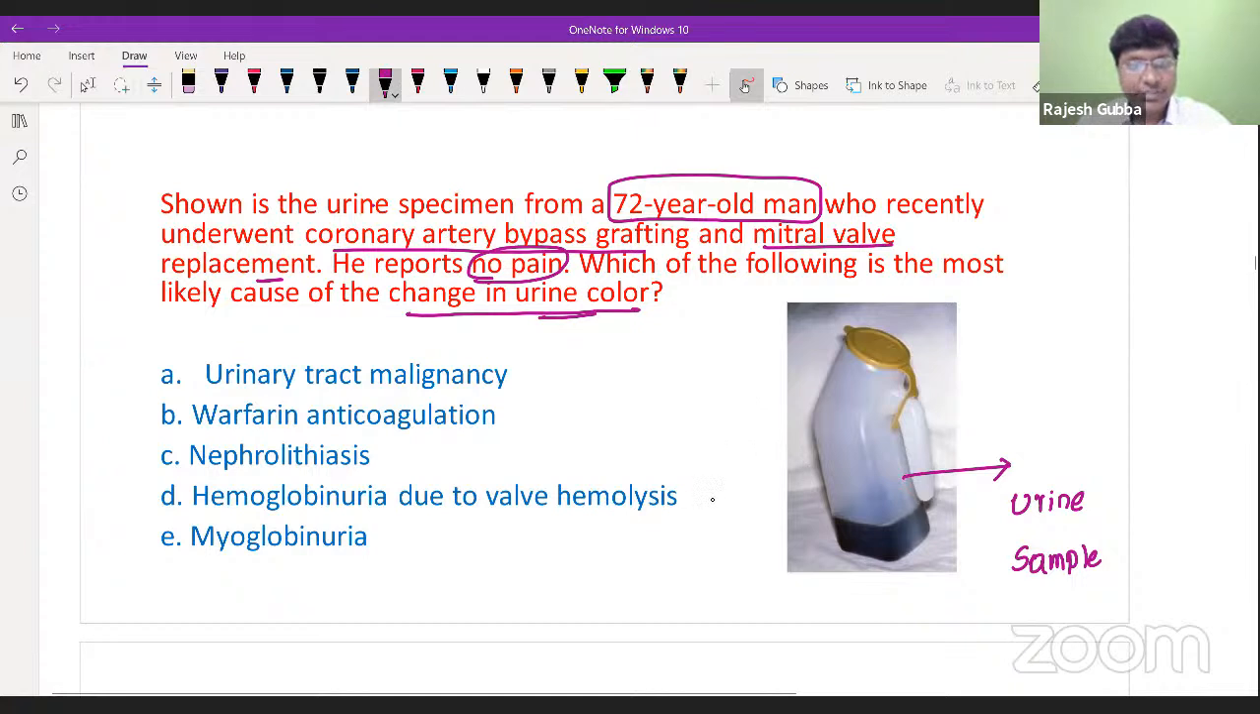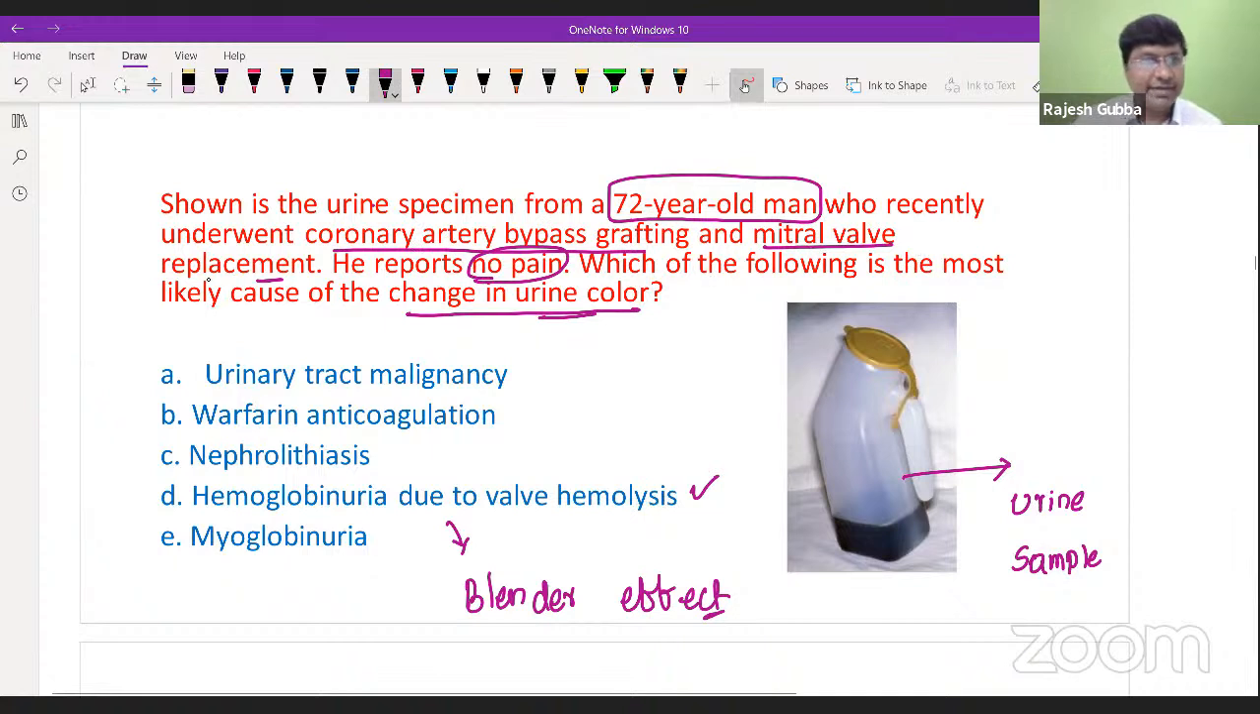Excellent. So the answer to this particular question is hemoglobinuria due to hemolysis. So what does this particular patient have? This patient has what is called the blender effect. Now, what do you mean by this word blender effect? It is nothing but, see, what did the patient have now?